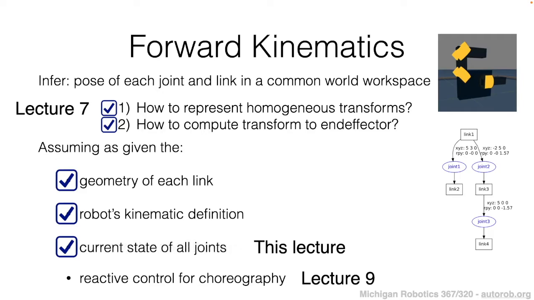In the next lecture, we're going to look at how we can apply some reactive control that's integrated with our forward kinematics, so that ultimately our robots will be able to begin performing actions. For assignment 4, these actions that we want our robots to take are a choreographed dance routine.